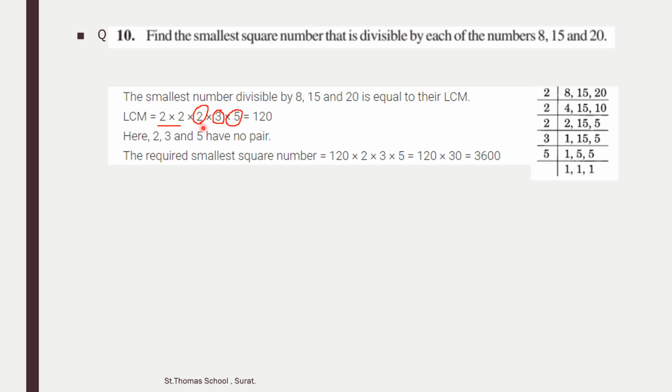Okay. So which number have no pair? That number you have to multiply. So 120 multiplied by 2, multiplied by 3, multiplied by 5. 5 2s are 10, 10 3s are 30. 120 multiplied by 30, that is 3600. Okay. So which is the smallest square number that is divisible by 8, 15 and 20? 3600.